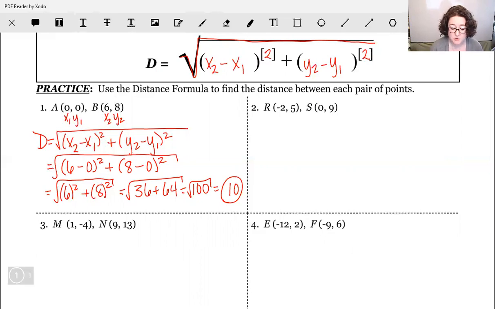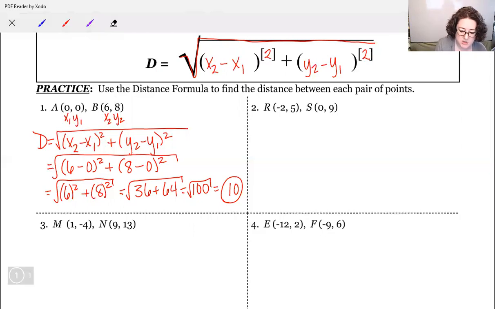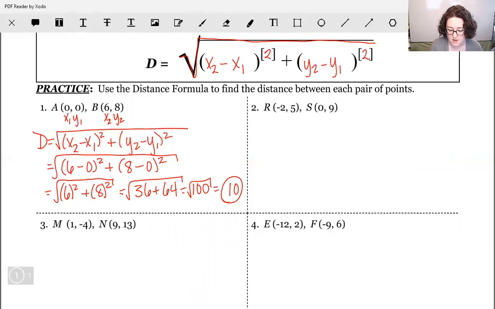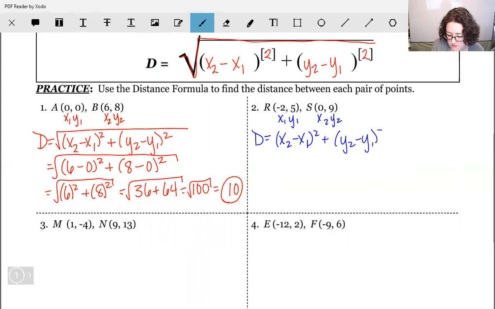So what's the distance between R and S? Again, just to change it up, I'm going to change over to blue ink. So I'm going to label x1, y1, x2, y2. And same thing, I'm going to plug them straight in. So again, good idea to write the formula out the first few times that you're doing this. So x2 minus x1 all squared plus y2 minus y1 all squared, all under the square root.